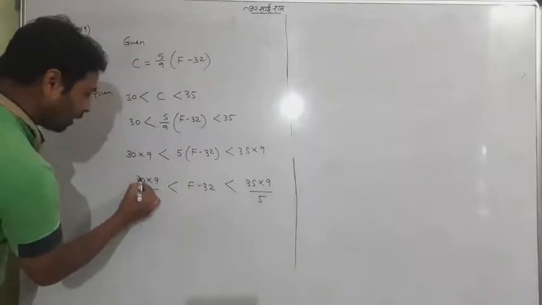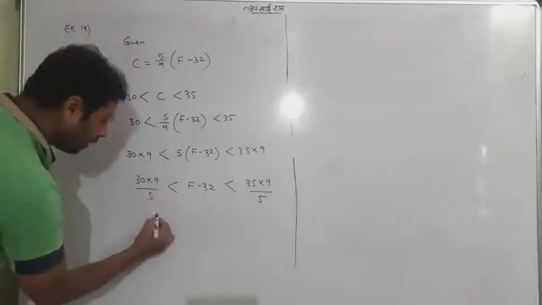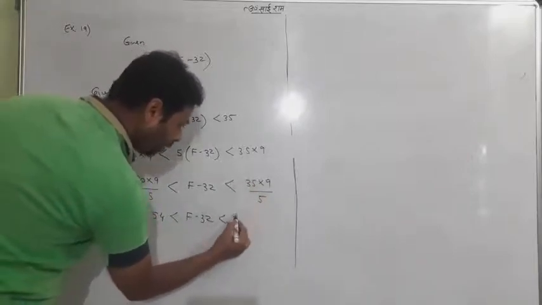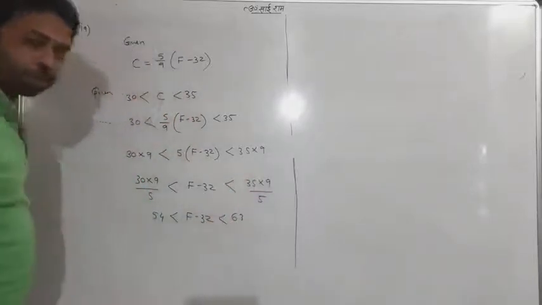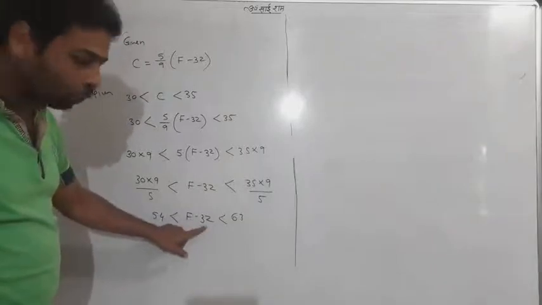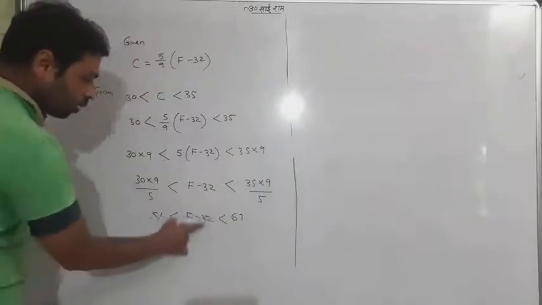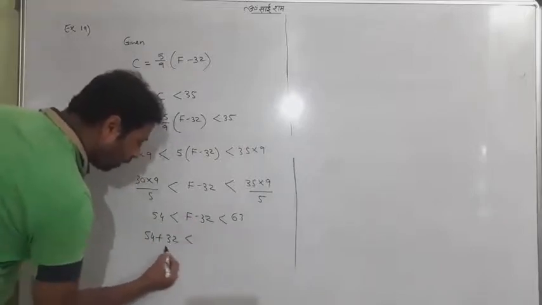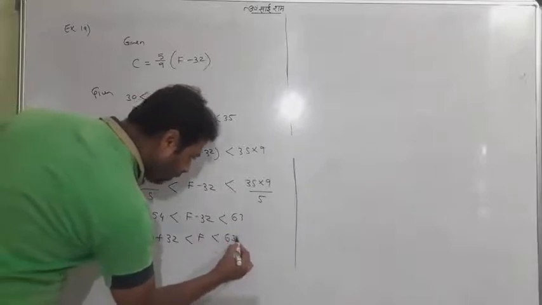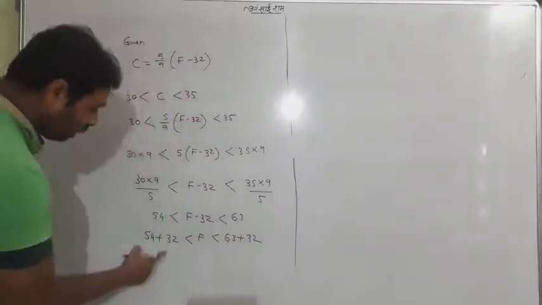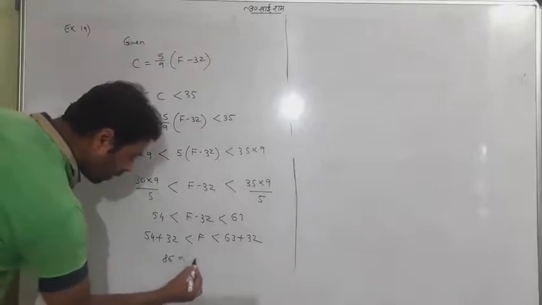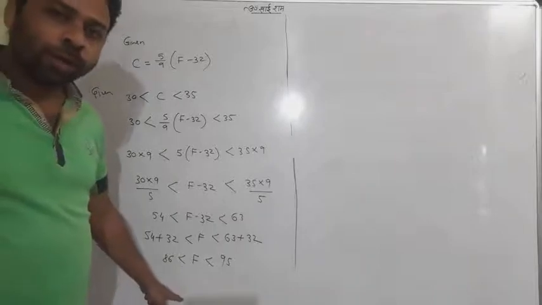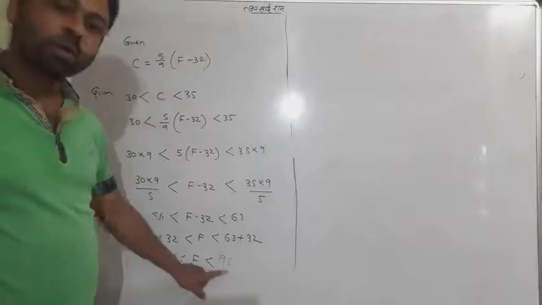Now 5 6s are 30 and 6 9s are 54. This is F minus 32, and 5 7s are 35 and 7 9s are 63. Now you remove the 32 from here so that F will be alone in the middle. So it is in subtraction, transfer it as addition. So your answer is like that. Now these two will be 86, this is F, and these two will be 95. So your Fahrenheit temperature lies between 86 to 95.